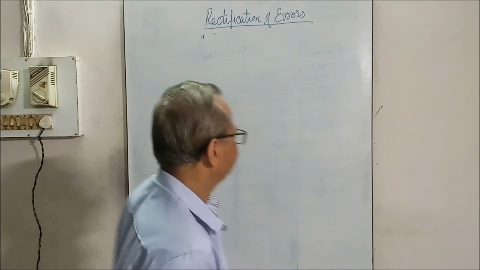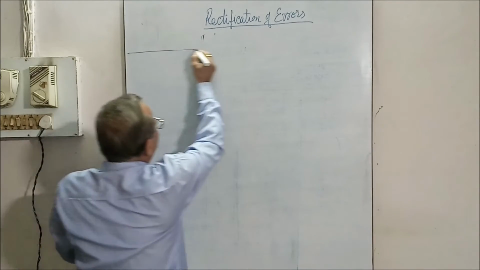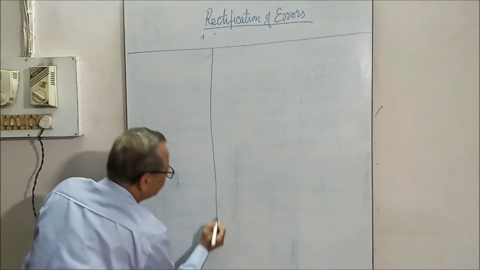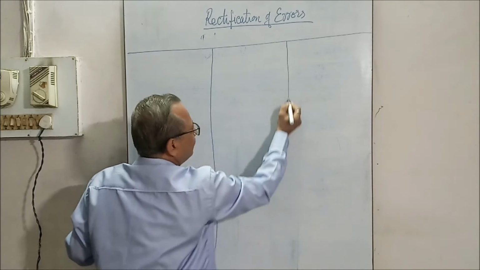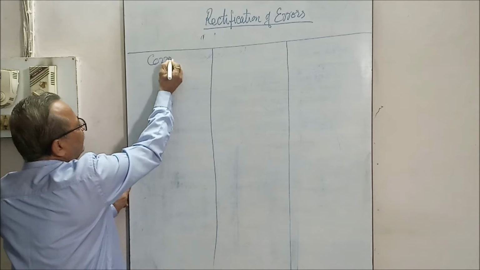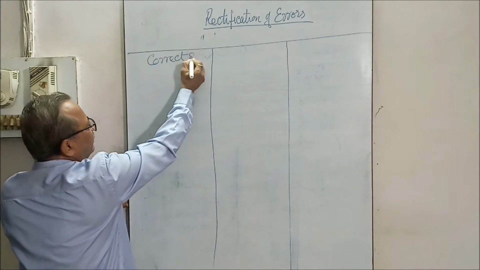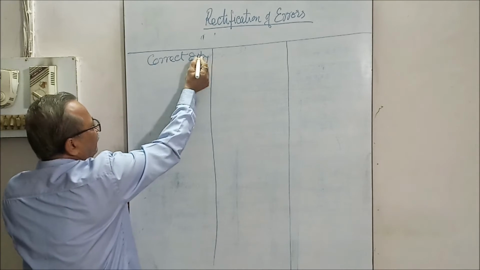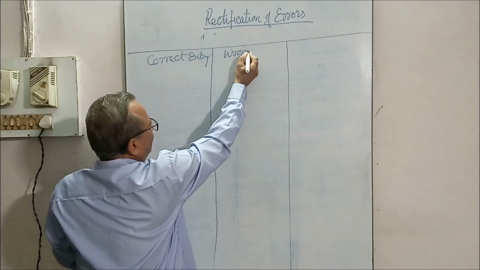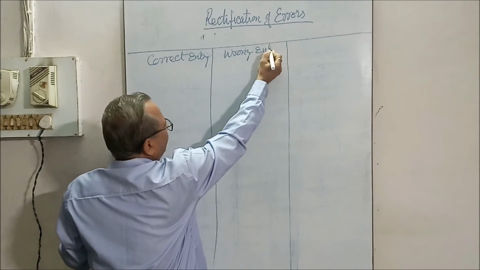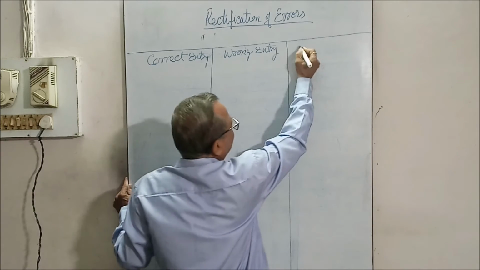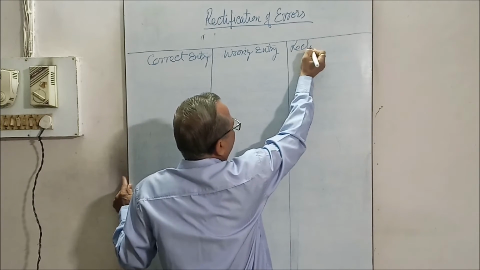Now see it. Correct entry, what it should be for that transaction, the wrong entry which was made in the books, and then after that the rectifying entry.